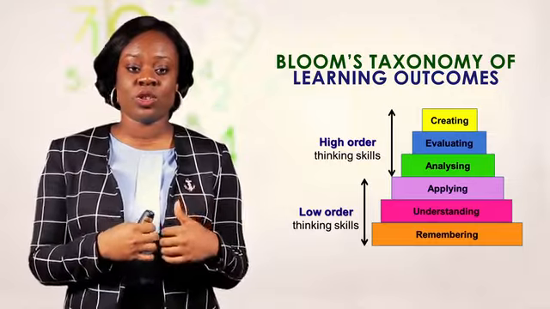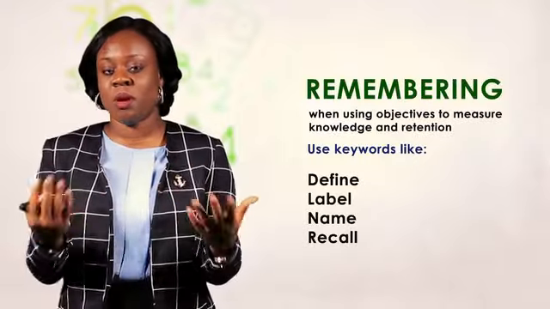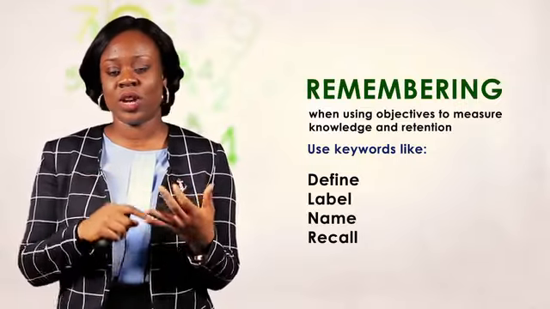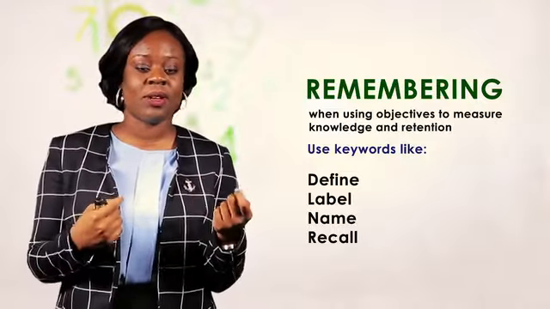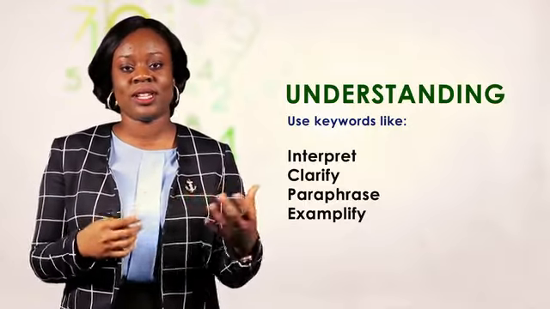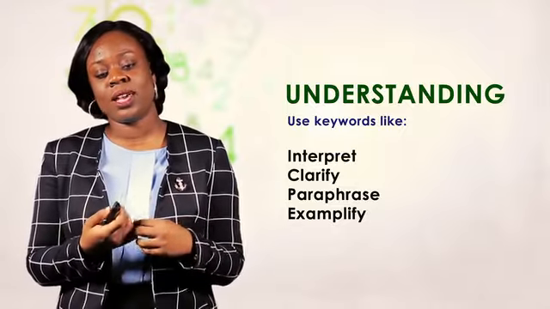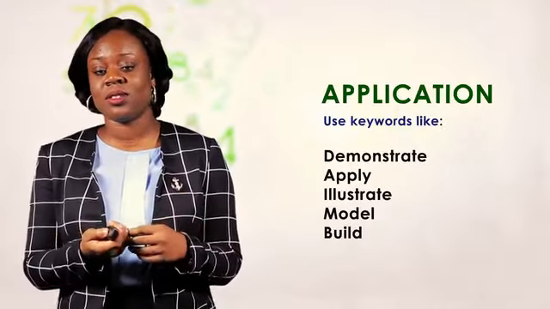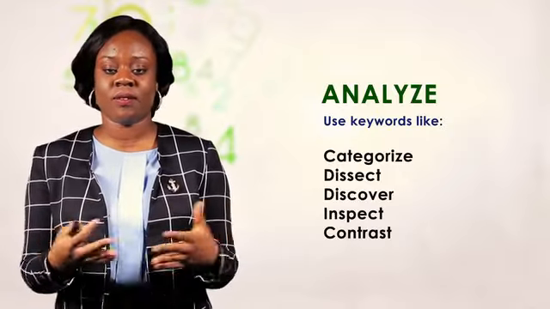Now we can use this to measure lower order thinking skills up to higher order thinking skills. Let's talk about remembering and knowledge. When you're using objectives to measure knowledge and retention, you can use keywords like define, label, name, recall, and so on. Then understanding can be measured using words like interpret, clarify, paraphrase, or illustrate. For application, you use words like demonstrate, apply, model, and build. And analysis can be measured using categorize, dissect, or discover.